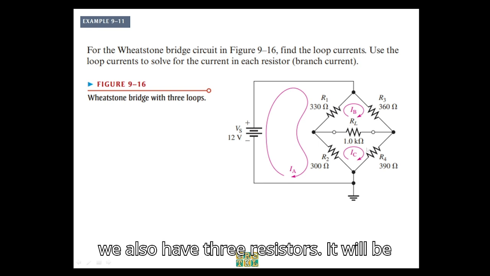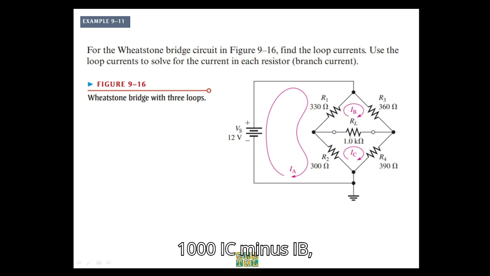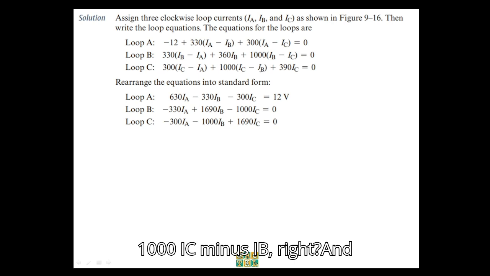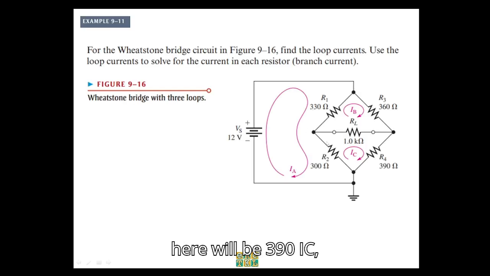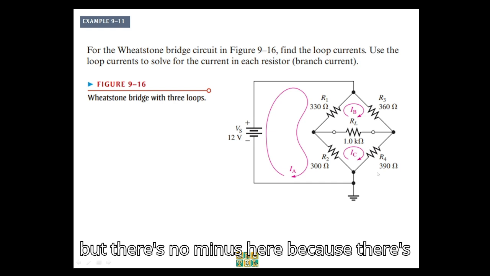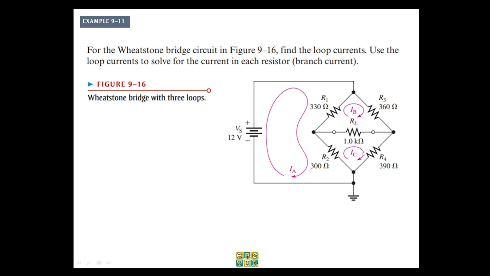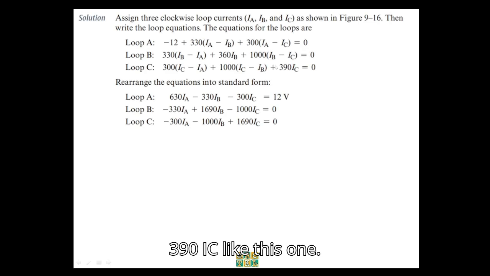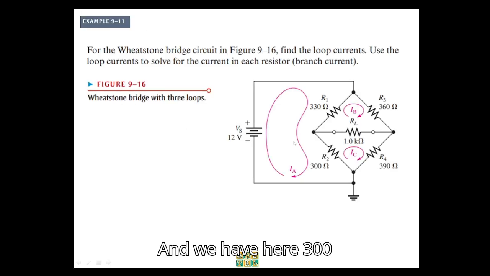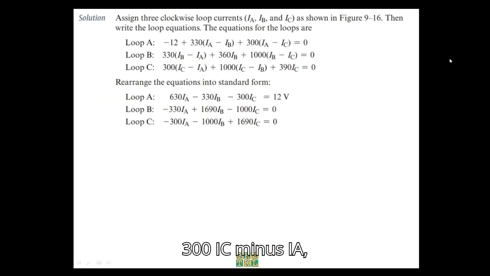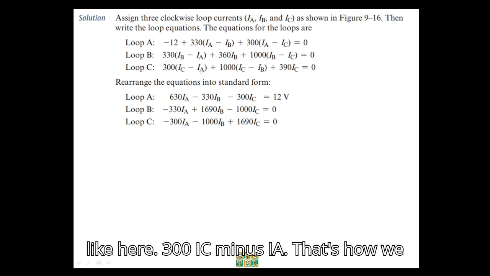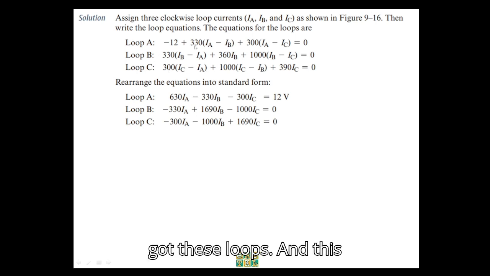Now, on the third loop, we also have three resistors. It will be 1000 (IC minus IB), right? And here will be 390 IC. But there's no minus here because there's no other current. That's why it will be 390 IC. And we have here 300 (IC minus IA), like here. That's how we got these loops.